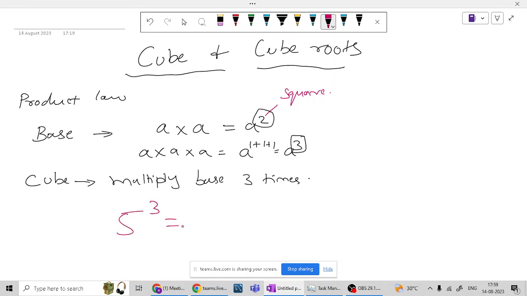Okay, how much is 5 cube? The base is 5. It has to be multiplied 3 times. So calculate this. How much is 5 cube? 125. 5 5s are 25. 25 into 5 is 125. This is cube.